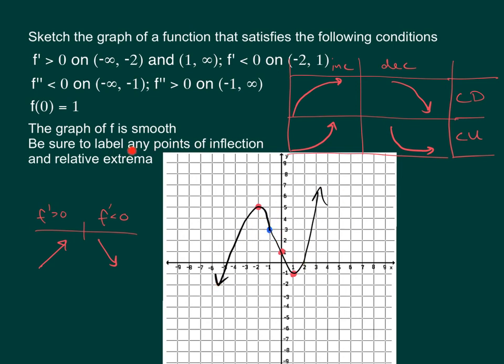Oh, we need to label any points of inflection and relative extrema. So right here, I have a point of inflection. That is where the concavity changed, and these 2 points right here are relative extrema. And I know those are relative extrema because that is where the function stopped increasing and started decreasing, or vice versa, leaving us with a max or min.